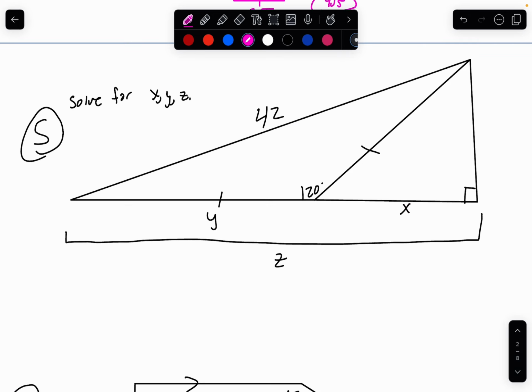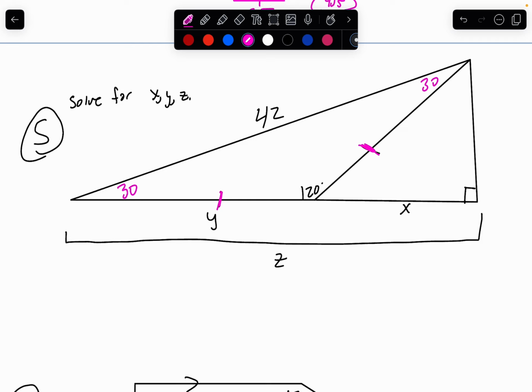Solve for x, y, and z. Oh, there's a lot going on here. We have 2 triangles. I see an isosceles triangle. I see a right triangle. If that's 120 degrees and these 2 sides are equal, that means these 2 corners have to be equal, so they're going to be 30 degrees each.